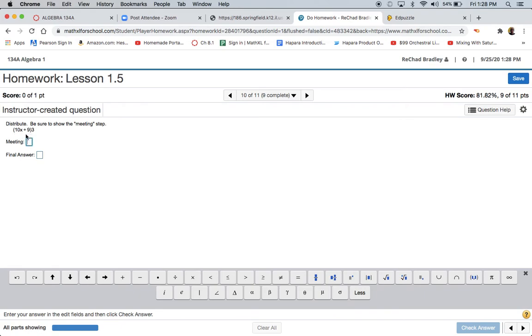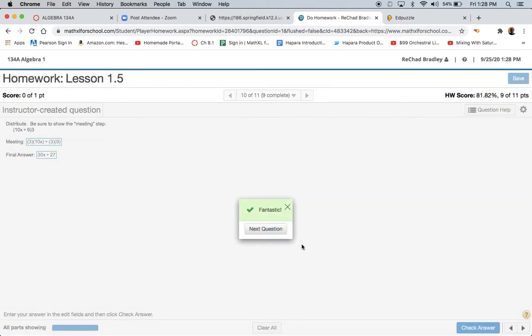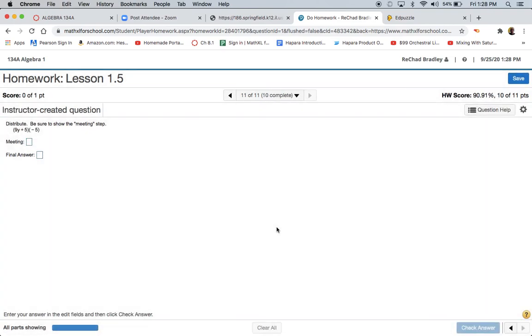Here we end up with 3 on the outside, because again that's just flipped around, so 3 meets 10x, and 3 meets 9. 3 times 10x would be 30x, because remember that x comes down with it, and 3 times 9 makes 27.